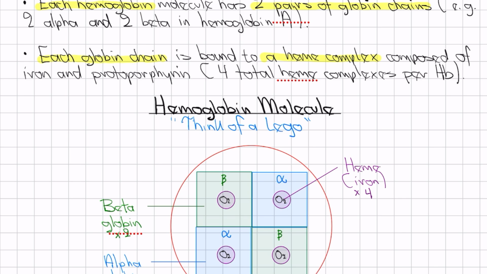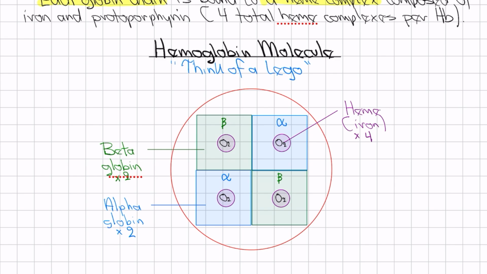hemoglobin molecule. Here we can see a hemoglobin molecule that I like to think about as a Lego, in which there are 2 globin chains, as we see here, that are in this case beta, and 2 other globin chains, which are alpha, that we see over here. Each one of those globin chains has a heme group that is the one that will bind to oxygen, as we can see over here.